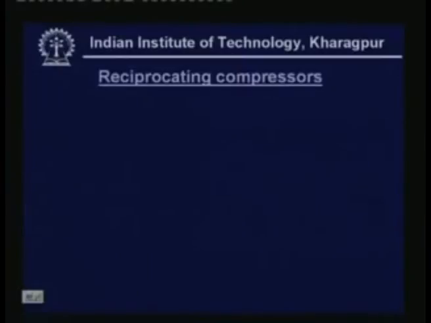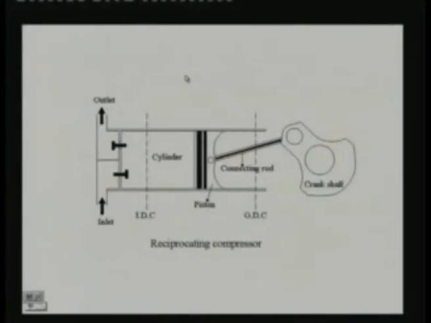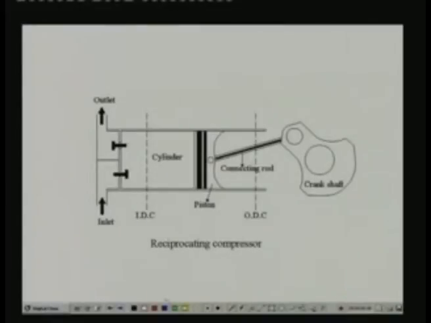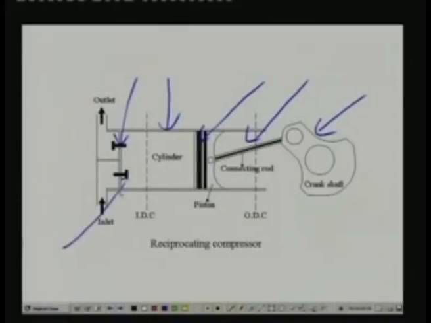A reciprocating compressor is called the workhorse of refrigeration industry. That means it is the most popular among all the refrigerant compressors. So let me explain the working principle briefly. A reciprocating compressor resembles in many ways an IC engine. So here you have a cylinder, a piston, connecting rod and a crankshaft, and you have a discharge valve here and a suction valve here.